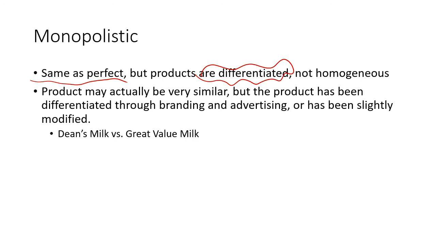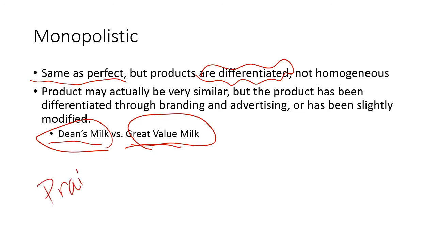Now, the products may actually be very similar. In fact, the products may actually be the same, but the companies may have differentiated themselves through branding and advertising, or it is possible that the product has been slightly modified. So every time you go to the grocery store, you see Dean's milk is more expensive than the store brand milk. If we're talking Walmart, we're talking Great Value. Or Prairie Farms milk is more expensive than Great Value milk.